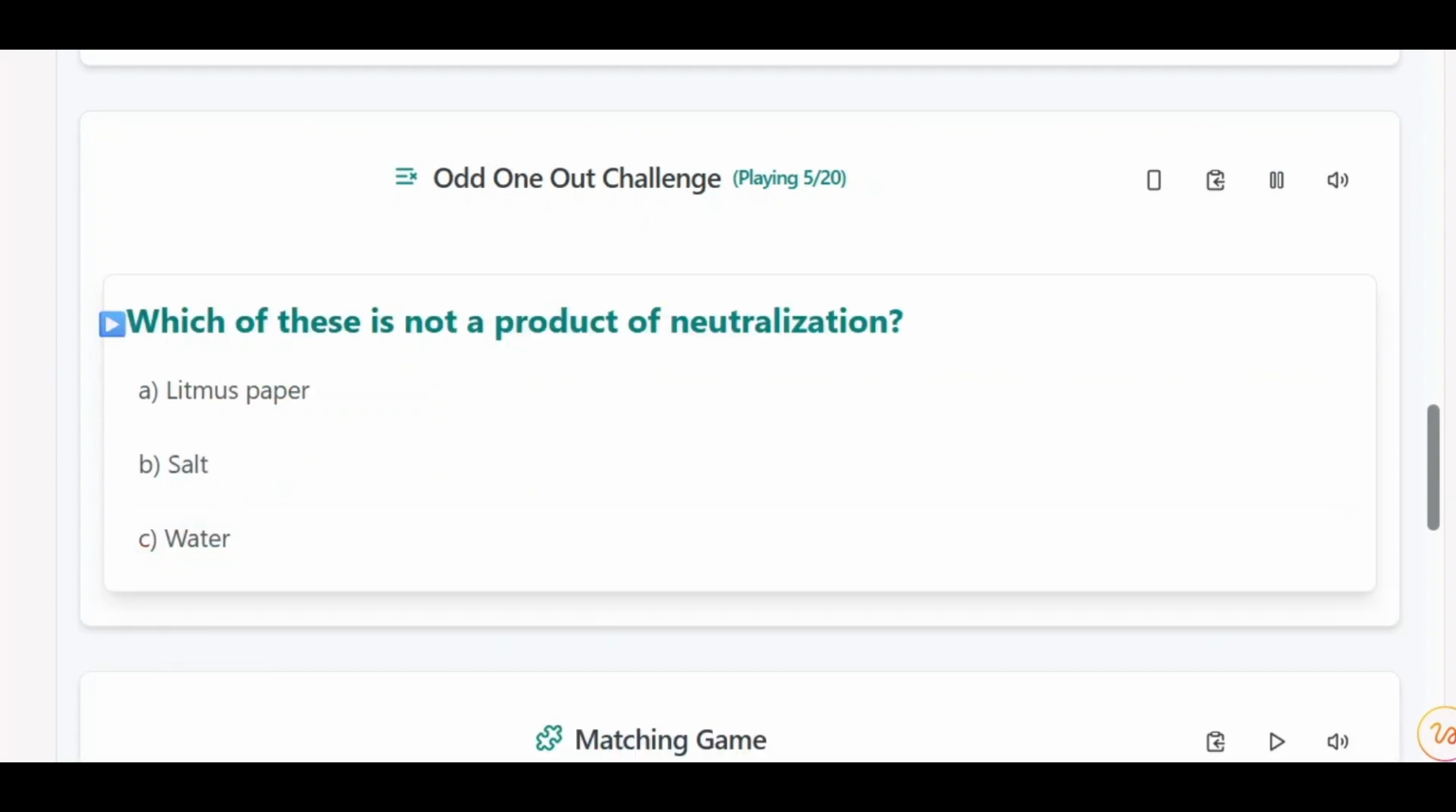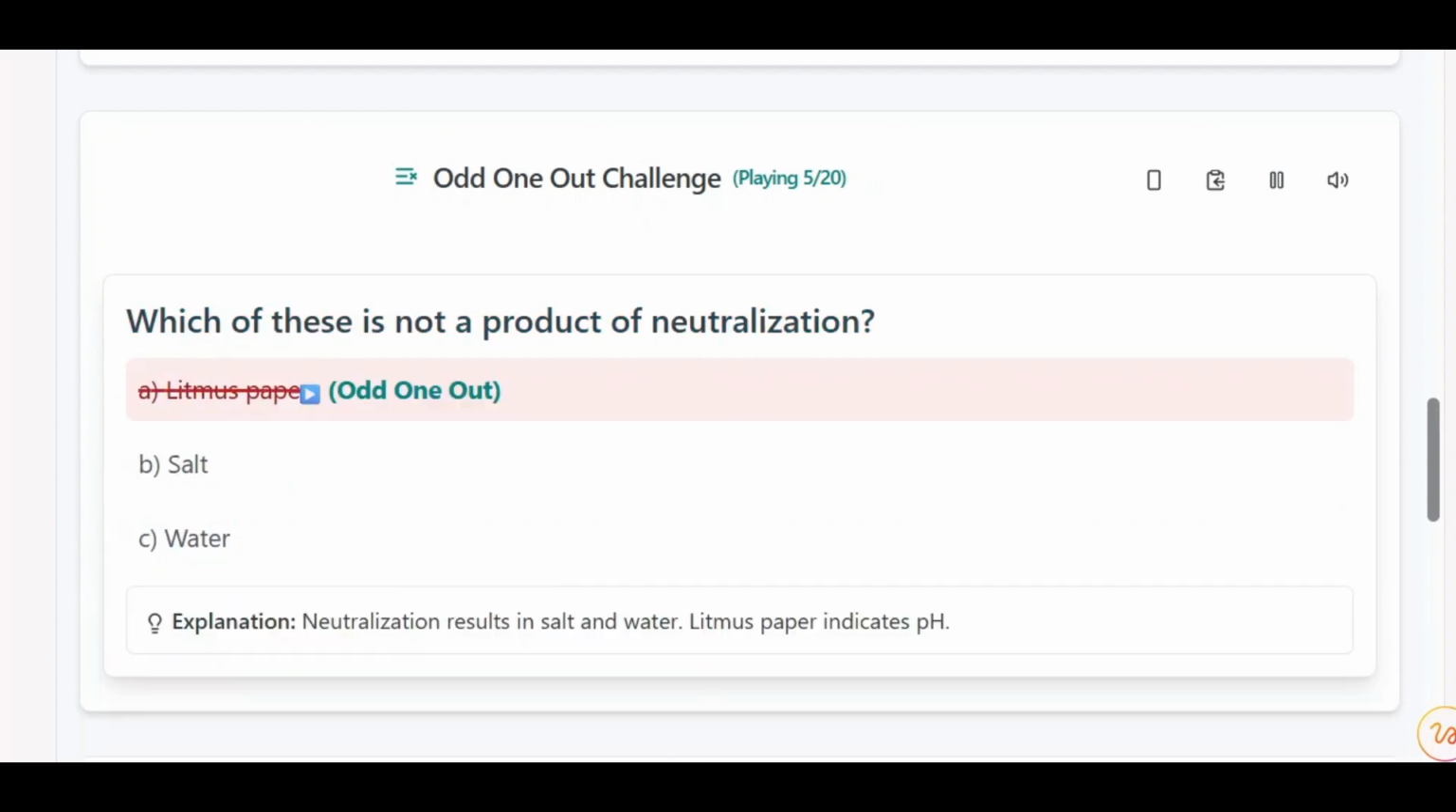Which of these is not a product of neutralization? Litmus paper. Salt. Water. The odd one out is litmus paper, because neutralization results in salt and water, while litmus paper indicates pH.